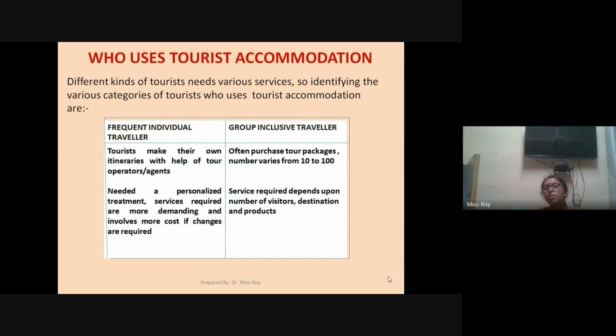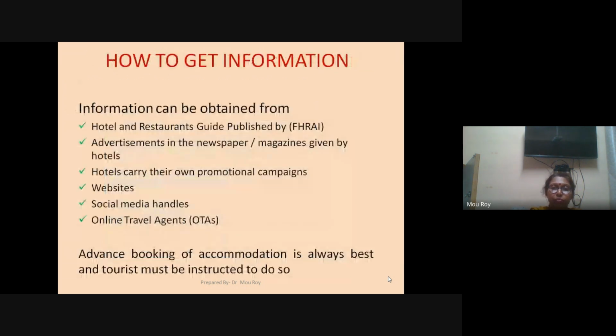So the service depends upon the number of visitors. There is always an agreement between the hotel and the company. Depending on the volume of business, the hotel provides a discount to the company guests. So how to get information? Information can be obtained from hotels, restaurants, and what is published by FHRI.